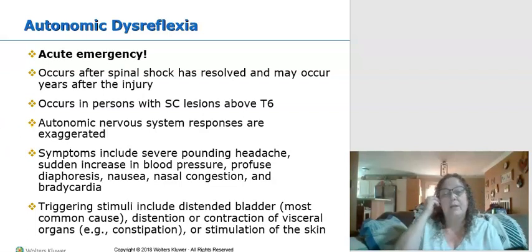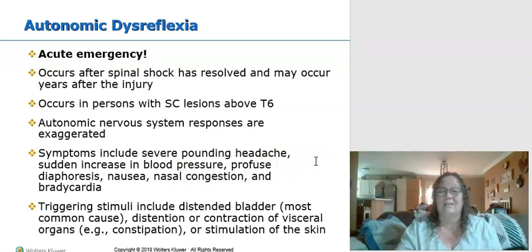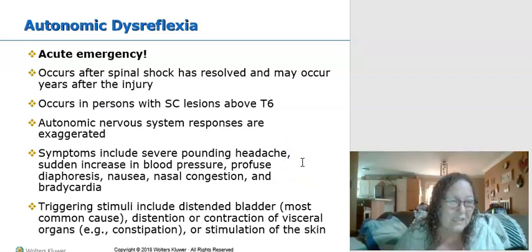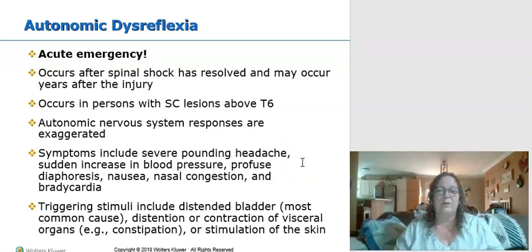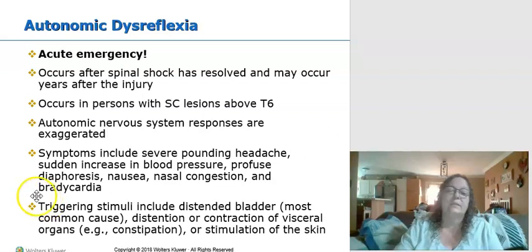This is triggered most commonly by a distended bladder, but it can be distension or constriction of visceral organs, like constipation, or stimulation of the skin, so tight, restrictive clothing below the level of the injury, having a pressure ulcer, not turning, that sort of thing.